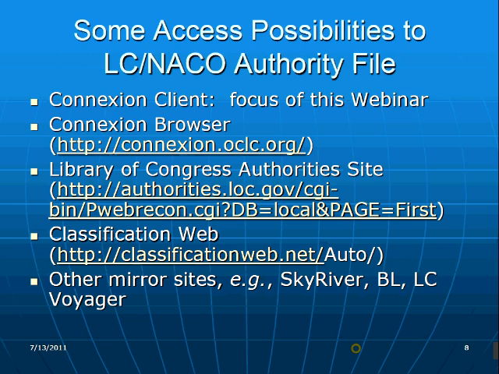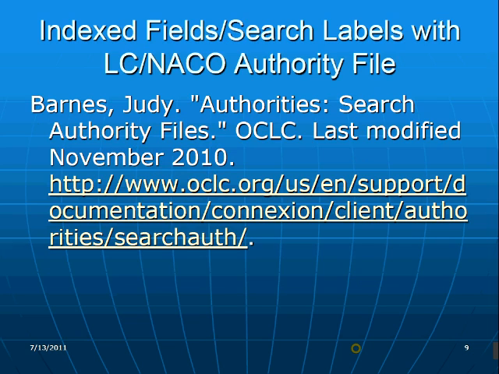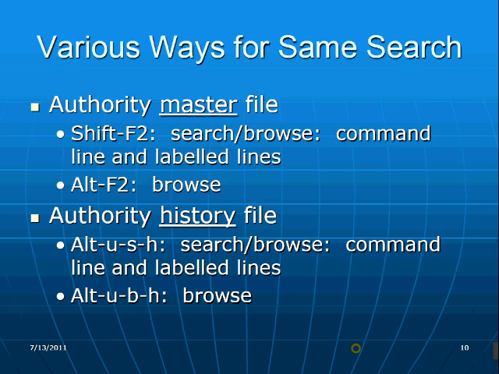There are some access possibilities to the LC NACO authority file. They include Connexion client, which is the focus of this webinar, Connexion browser, Library of Congress authority site, Classification Web, and other mirror sites such as Sky River, British Library, the Library of Congress Voyager. A comprehensive guide to the index fields and search labels with the LC NACO authority file through Connexion is this document cited on this slide. If not already, participants may wish to closely study this document after this webinar.